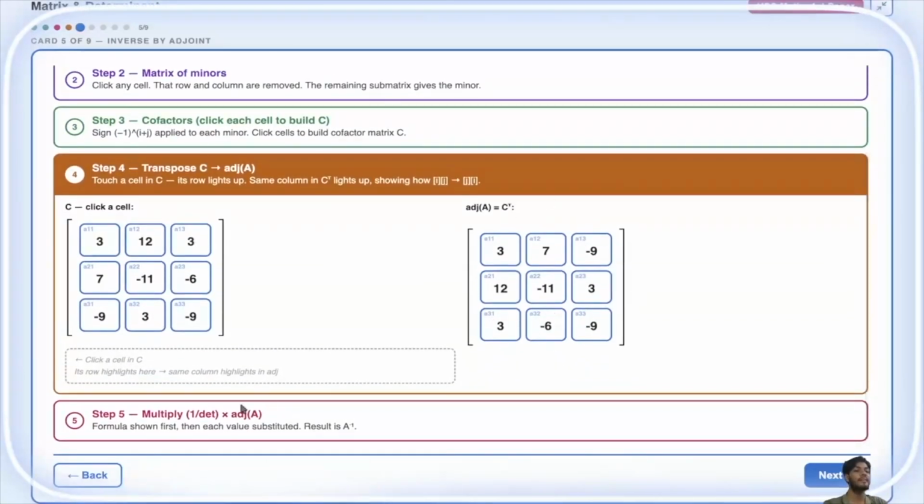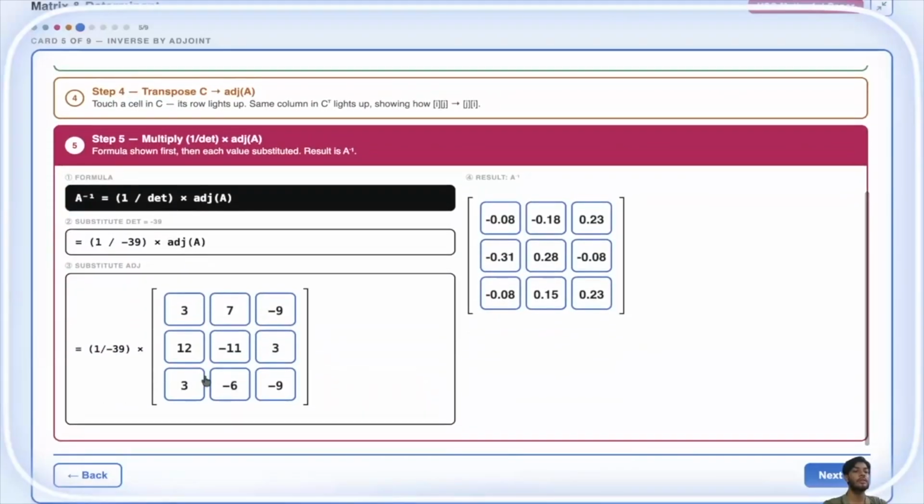You can see the exact same matrix is placed here and we multiply this whole value with this matrix. And you know about matrix multiplication, we multiply each element by this value. Each element here is multiplied by this value and we get this matrix. And we say this matrix is our resulting inverse matrix.